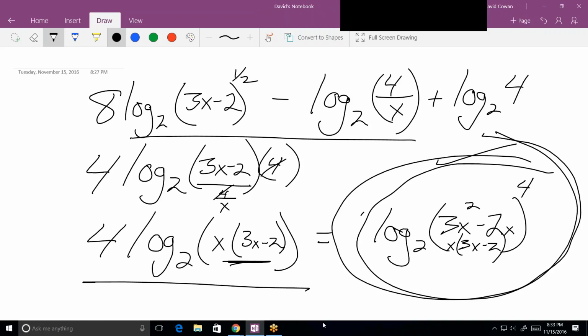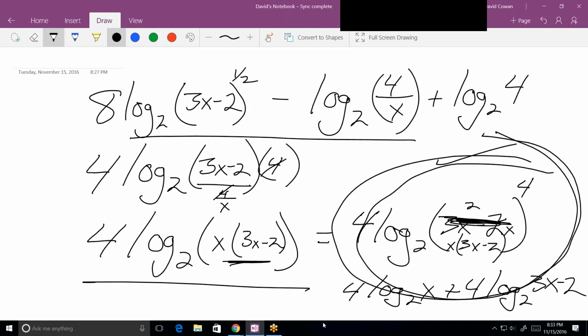Okay? Now let's put the 4 out front like that. So now I have the log of two things being multiplied together. So that's going to become 4 log base 2 of x plus 4 log base 2 of 3x minus 2. So if I was taking it apart, this is how I would do it. And even though it doesn't look exactly like what we started with, it actually is. In other words, if I want to make that the square root, I can turn that into an 8 to get right back to exactly what we started with.